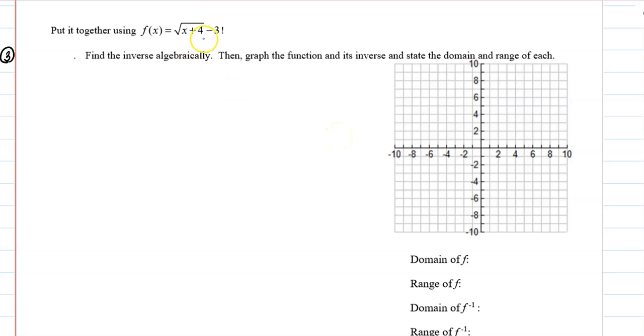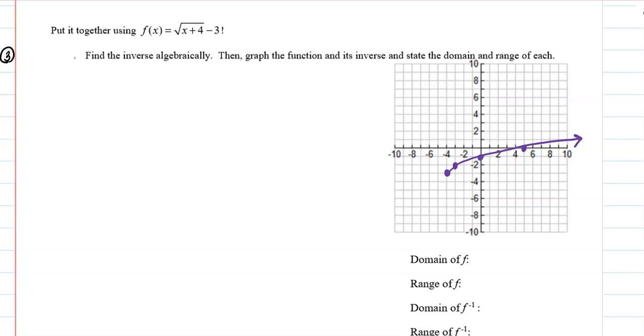So I'm going to start by graphing the function, and this is a square root function that has been shifted. And all of the points have been shifted to the left 4 and down 3. And I'm going to erase my parent function because I don't need to see it.